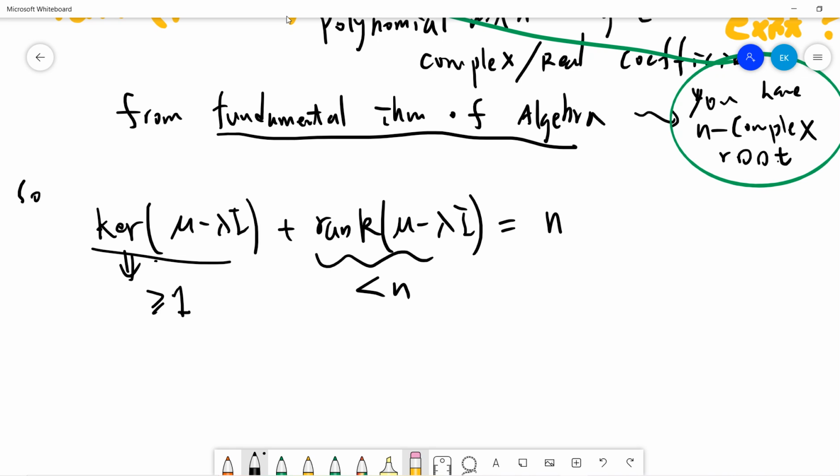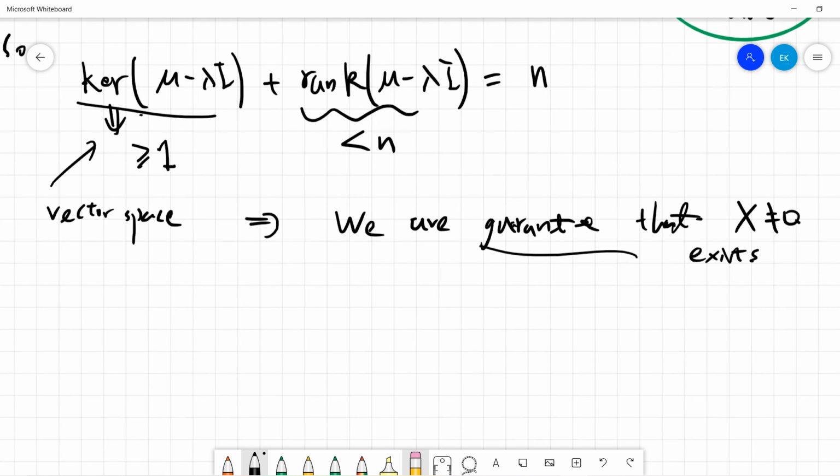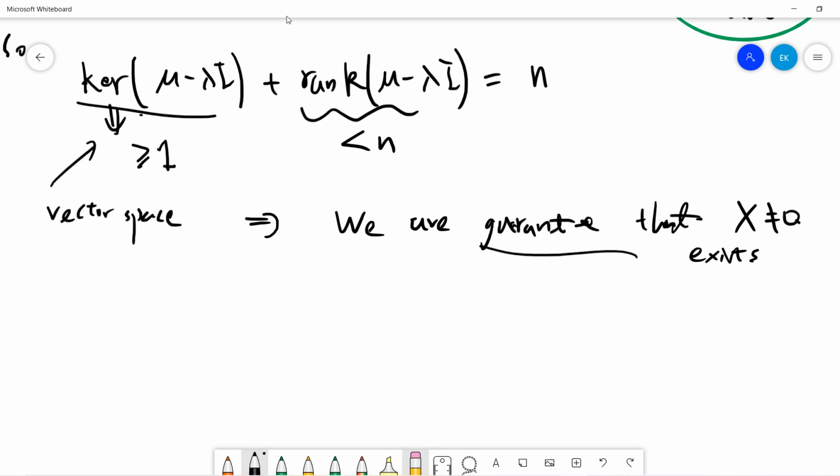The kernel is a vector space, so we are guaranteed that a non-zero x exists. This is proved because the kernel is a non-empty vector space with dimension at least 1, so you can prove that x must exist because you just pick any non-zero x belonging to the kernel.